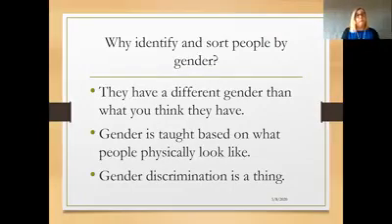But a person might have a different gender than what they outwardly look like. So they might feel inside in their brain that their gender is different than how they have to present to the world. And living that lie or that discombobulation, that turmoil inside them is really challenging. And if we don't have to sort people by gender, then it makes them a little bit calmer. Gender's taught based on what you physically look like.